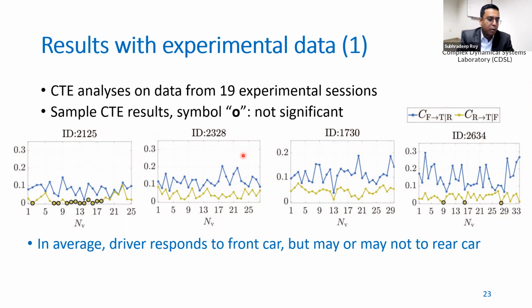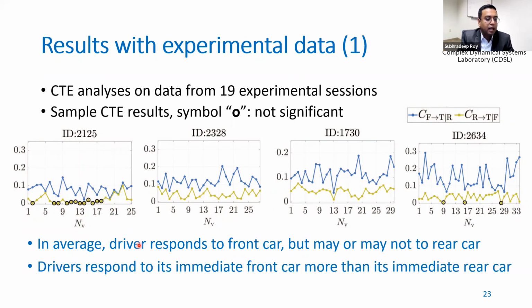And what we observe over here is that, on average, drivers respond to the front car, but may or may not respond to the rear car. Among all the drivers in each experimental session, we see that the front to target coupling is always statistically significant. The blue one is the front to target and yellow is the rear to target. For some drivers, we observe that rear to target is statistically significant, but for some of them it is not. So we can conclude that drivers respond to the front car, but may or may not respond to the rear car on average.